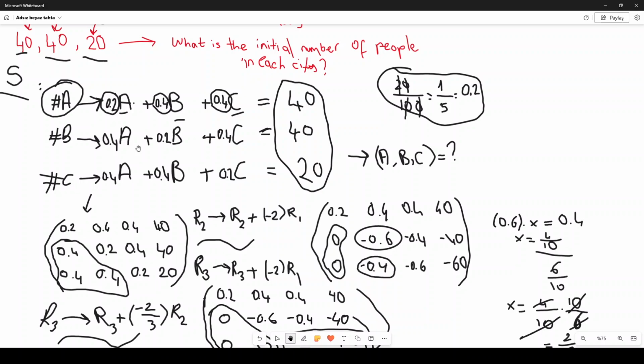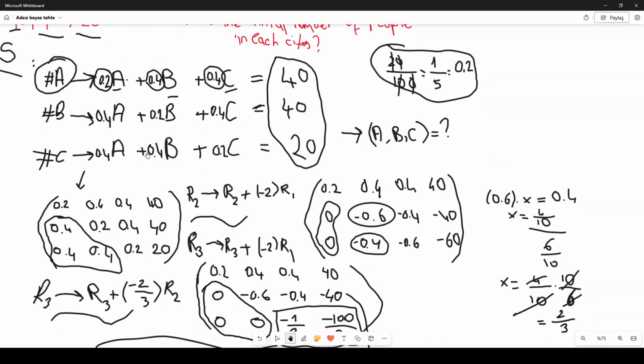Okay, how about the total number of B? And again, each city may contribute to the total number of B. We know 20% of people in A stay in city A, and for the remaining 80%, again, 40% goes to B and 40% goes to C. So 0.4A is the number of people that contributes to the total number of B. And for B itself, 20% stays in city B. So 20% of people on that given day contributes to the total number of B. And for C, again, 40% of people in C go to B, right? So this is the way we create our equation.